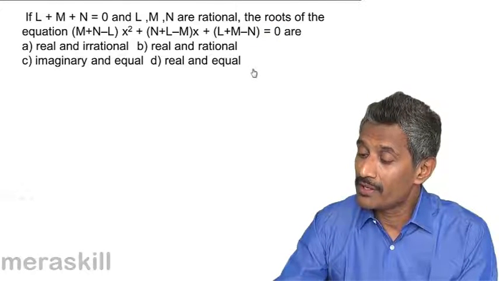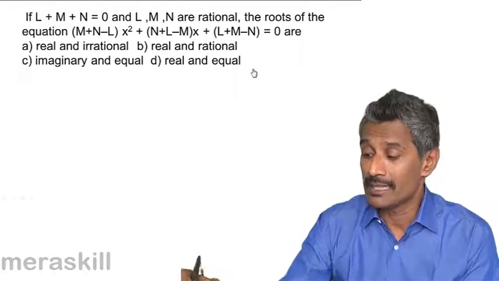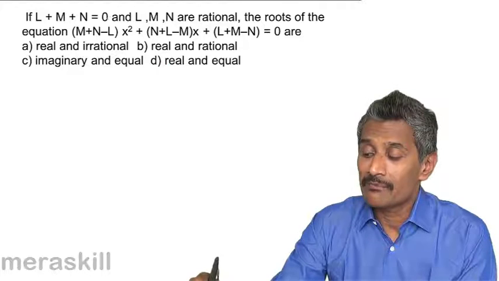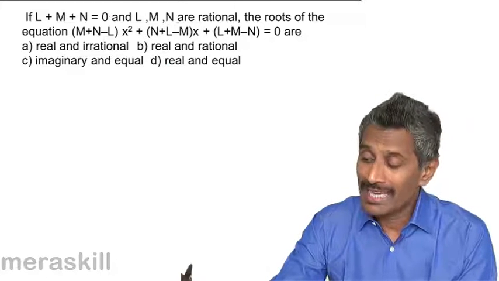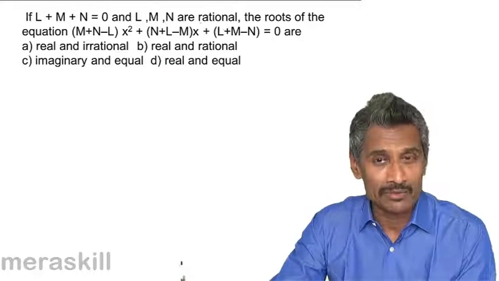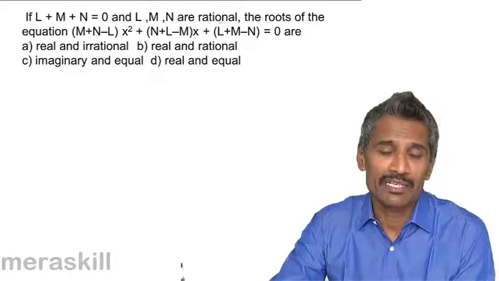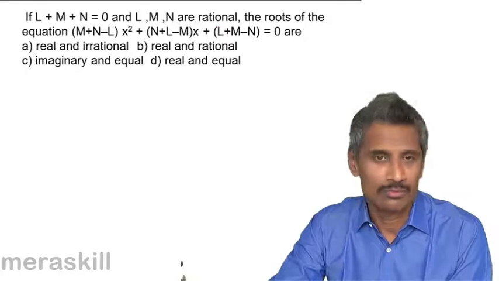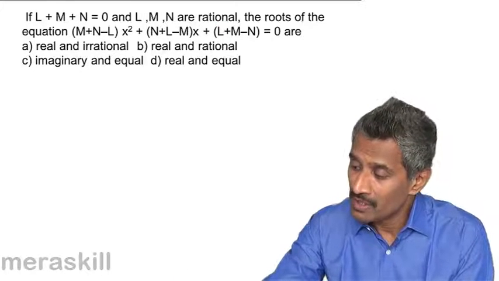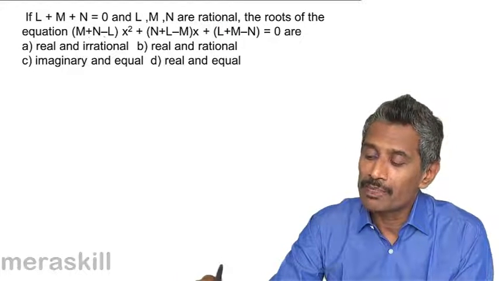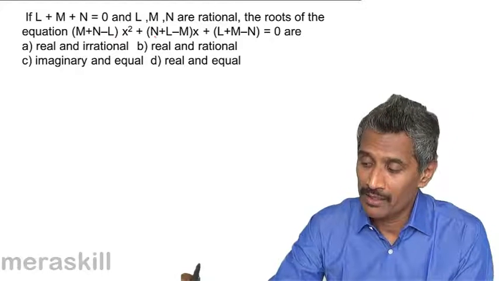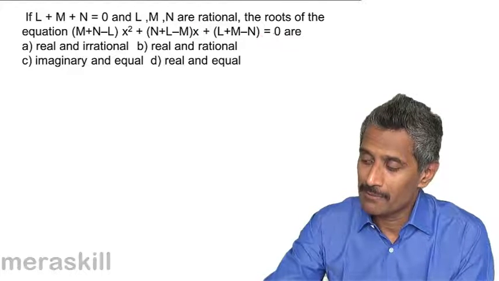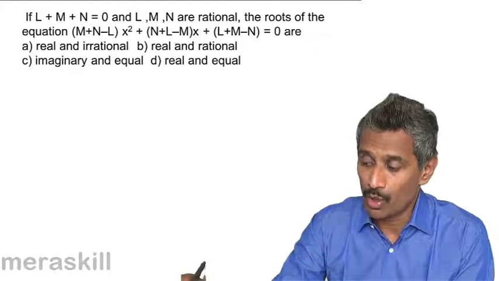Next, we have here a very interesting example. We have here that if L plus M plus N equal to 0 and L, M, N are rational, that means they are numbers like 2 by 3, 3 by 5, 4 by 5, 2, minus 2, all those are rational numbers. The roots of the equation (M plus N minus L)x square plus (N plus L minus M)x plus (L plus M minus N) equal to 0 are what?